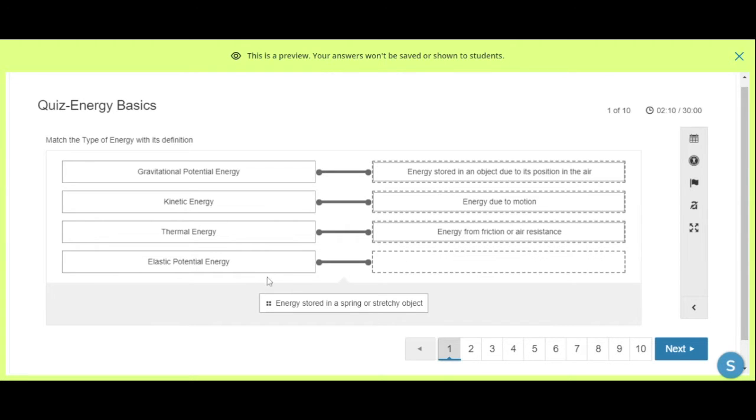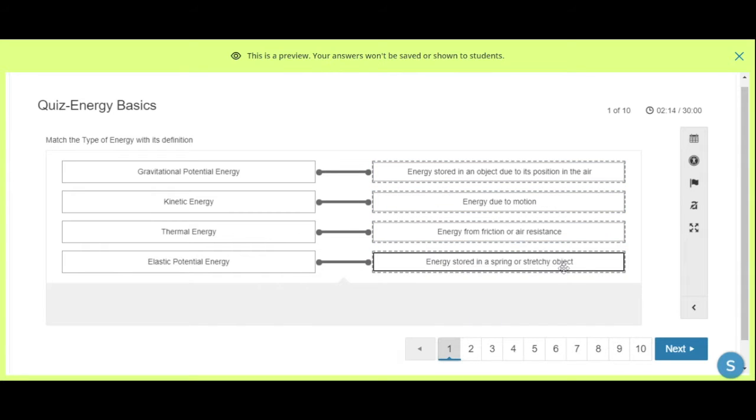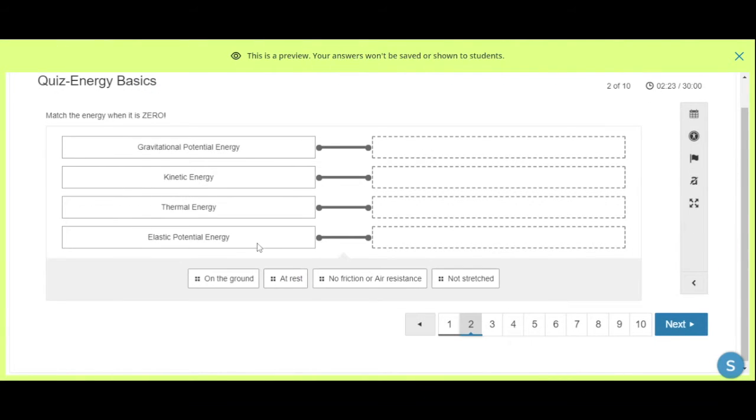Lastly, we have elastic potential energy, and elastic potential energy is just energy that deals with springs or stretchy objects. Think about elastic bands in sweatpants, right? Those are stretchy objects.